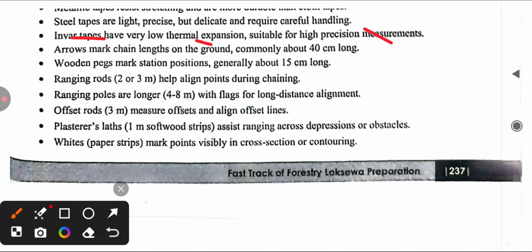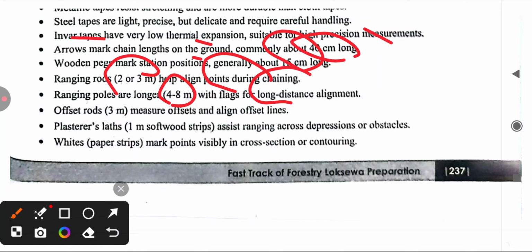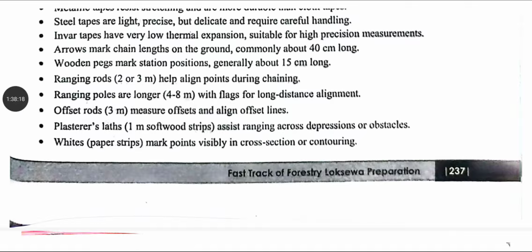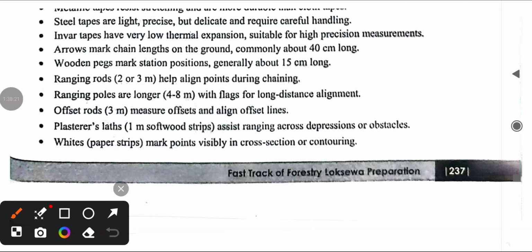Arrows mark chain length on the ground, commonly about 40 centimetres long. Wooden pegs mark station position, generally about 15 centimetres long. Ranging rods, 2 to 3 metres, help align pointing during chaining. Ranging poles are longer, 4 to 8 metres, with flags for long distance alignment. An offset rod, 3 metres, measures offsets and aligns the offset line. Plasters, 1 metre softwood strips, assist ranging across depressions or obstacles.